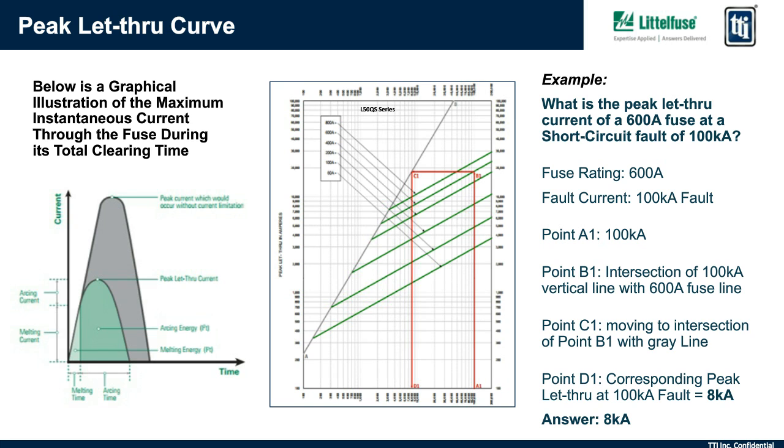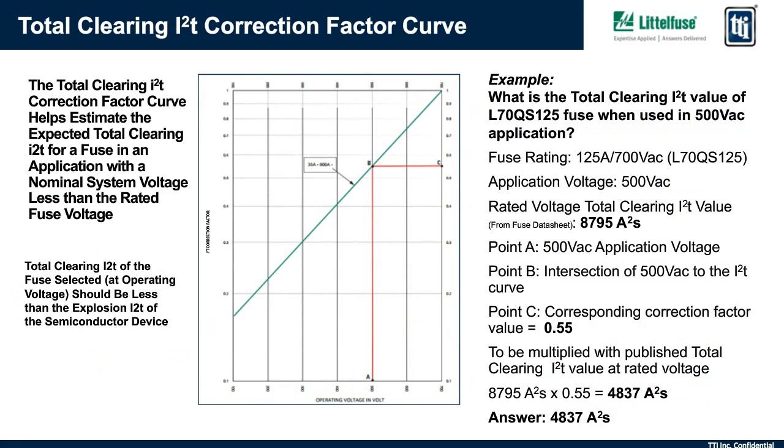So the third curve we want to discuss is the total clearing I squared T correction factor curve. So let's start with a bit of background information again. I squared T is a way to measure the thermal energy created by electrical current. It is quite commonly used when discussing fuse performance.